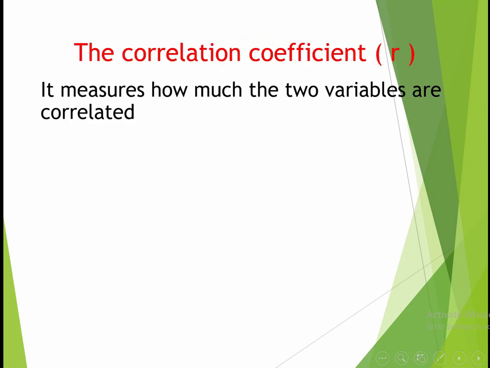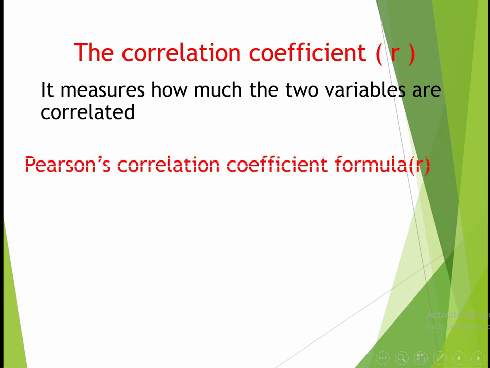The correlation coefficient, using the symbol R, measures how much the two variables are correlated. And the most famous type of correlation is Pearson's.